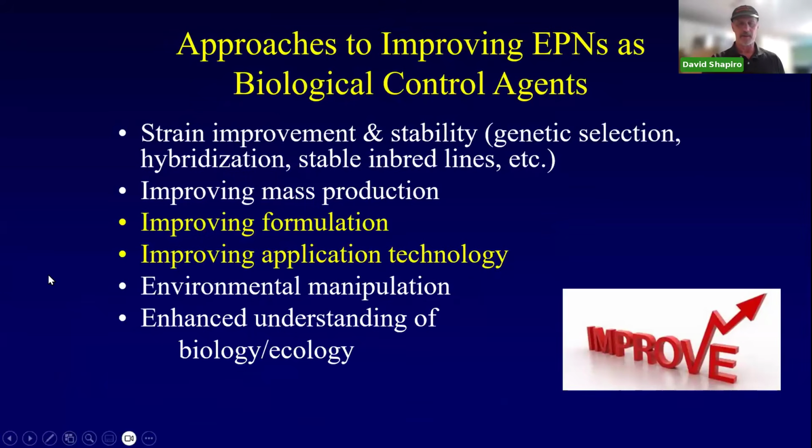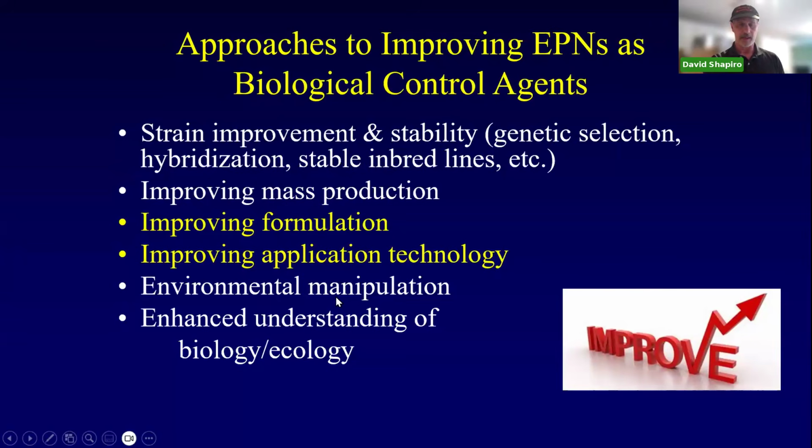But what if you don't get great control to begin with? You can improve that biocontrol agent, that EPN, through these methods. You can improve the strain itself, and you also need to stabilize that strain, so once you get a great strain, it doesn't deteriorate. You can improve the strains through genetic selection, hybridization, creating purebred inbred lines. You can then improve the mass production to get better quality nematodes, lower costs, improve formulation and application technology.